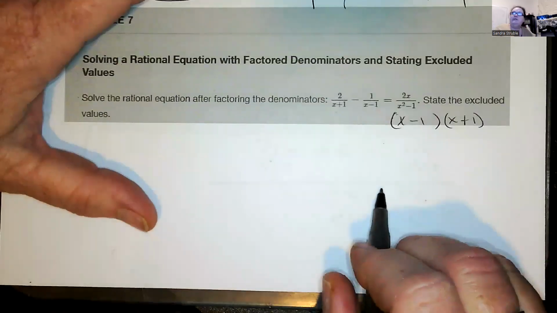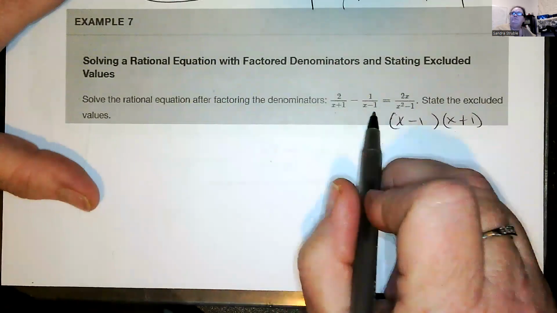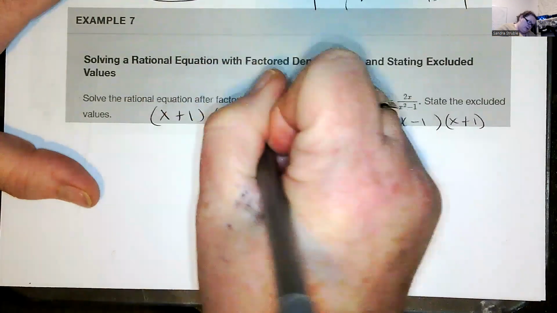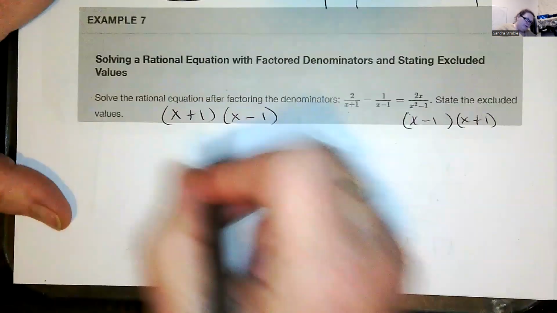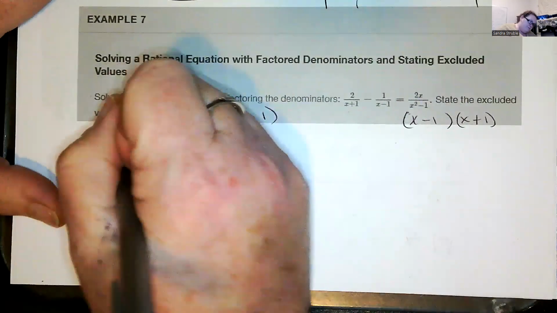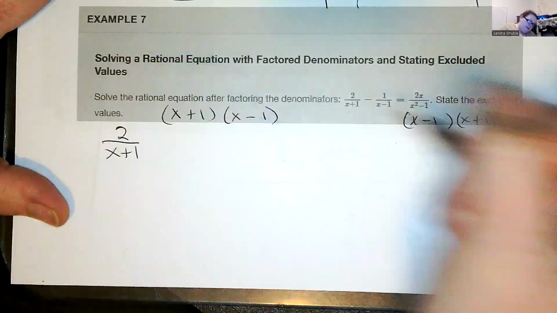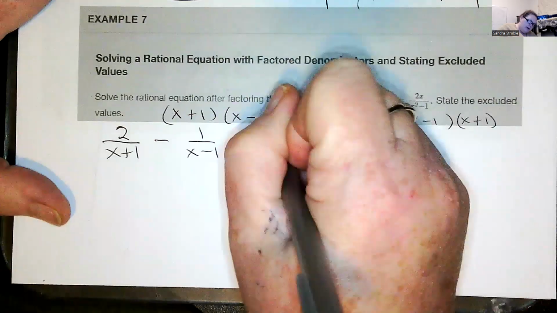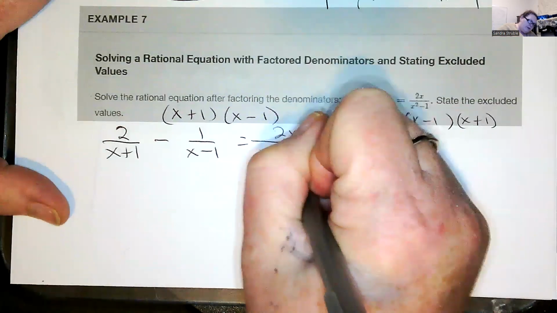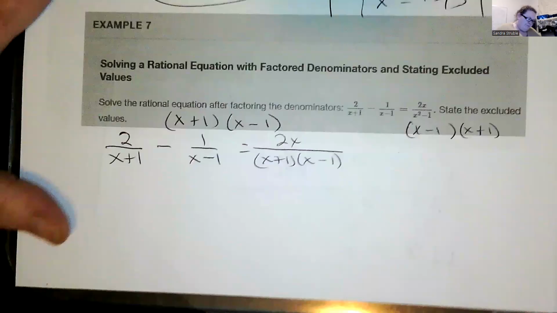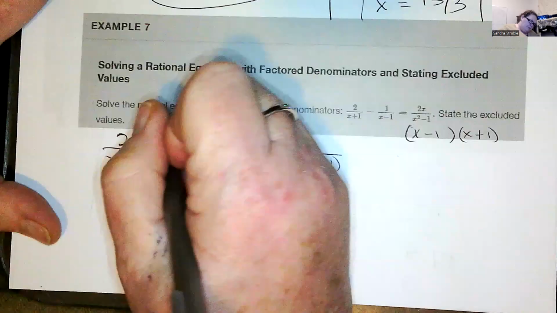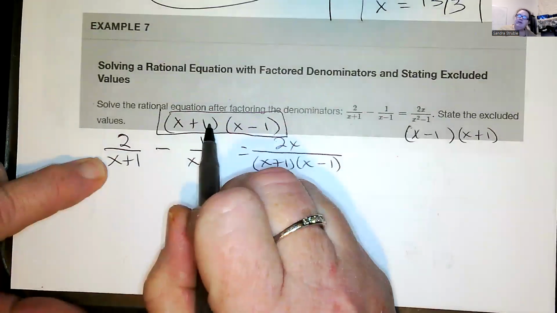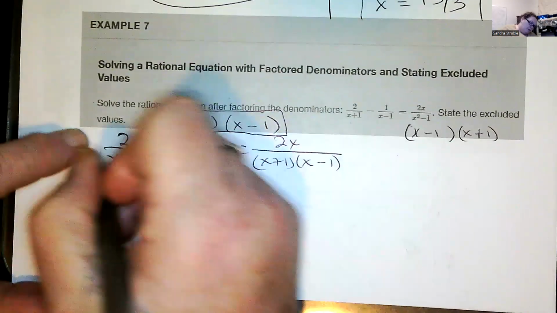All right, so to find our LCD, it's going to be x plus 1 and x minus 1. So I'm going to multiply it to each one of these. So I'm going to rewrite this real quick. 2 over x plus 1 minus 1 over x minus 1 equals 2x over x plus 1, x minus 1. All right. So multiplying by this to each one of these terms, the x plus 1's are going to cancel out. I'm left with 2 times x minus 1.